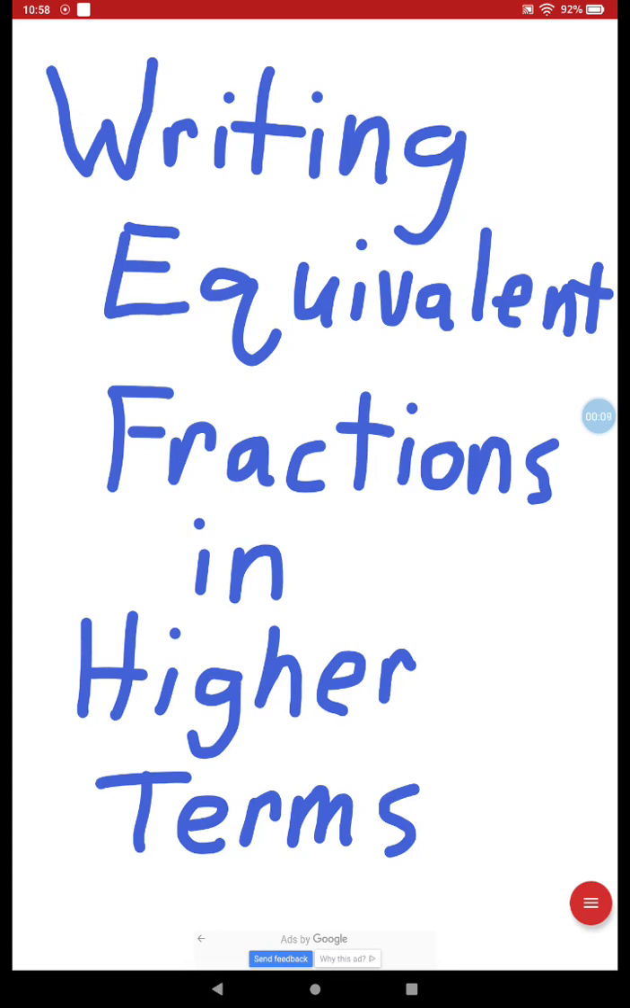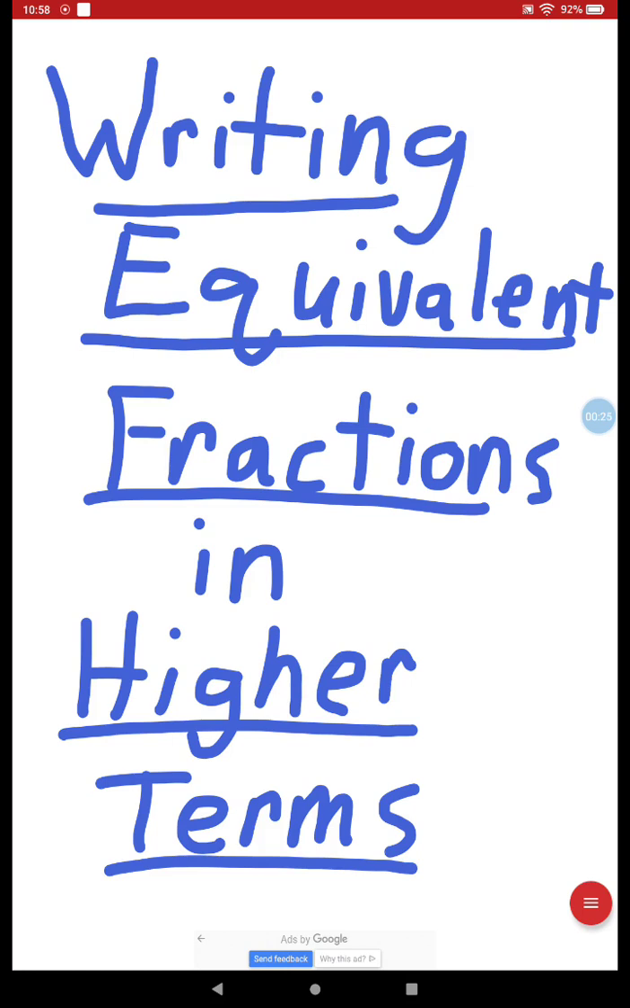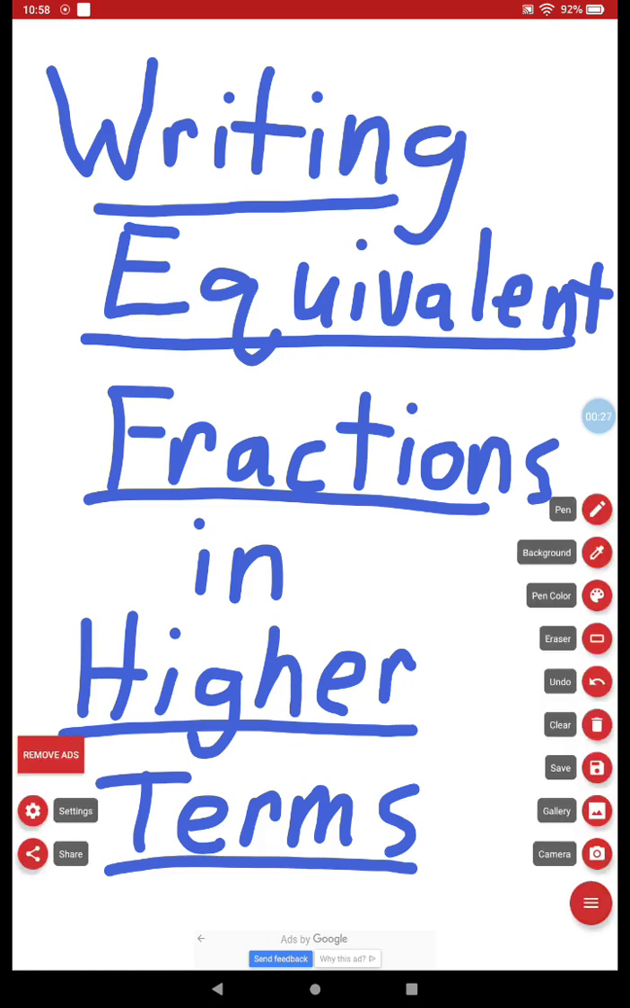Today we're going to be continuing that same idea from the past 2 lessons of writing equivalent fractions. Yesterday we did it in lowest terms. Today we're going to be doing the exact opposite, in higher terms. Let's take a look at what that looks like.